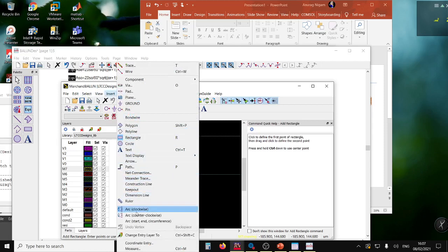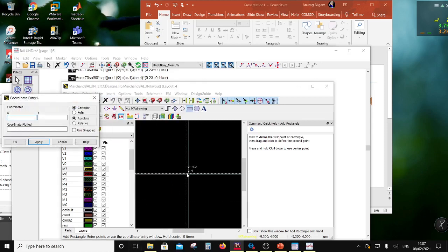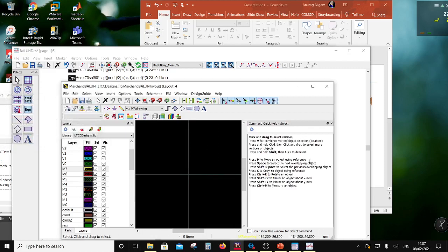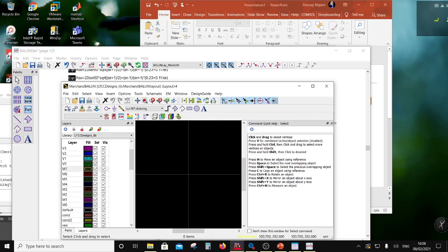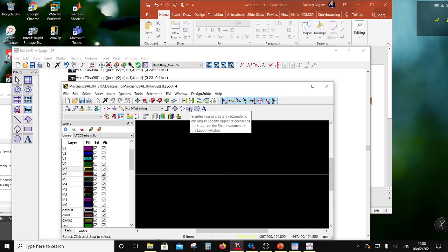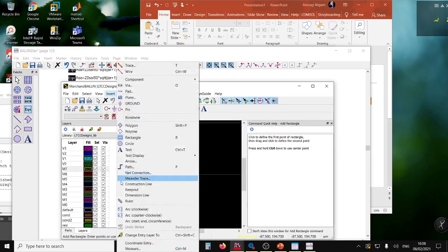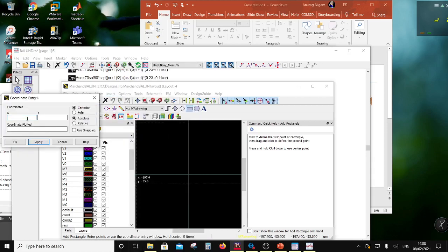Insert coordinate entry. Rather, let me just do one more thing. I don't want discontinuities nearby, so let's do 800. So that is 8200, roughly 8200. That's what I'm going to do, 8200. So I'll say insert coordinate entry, absolute 0 0.